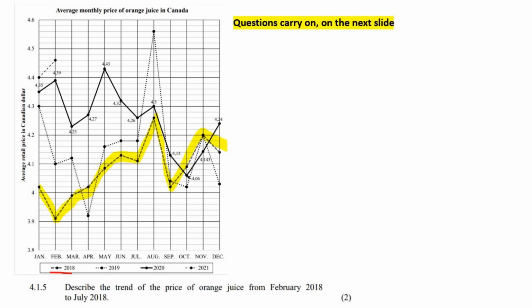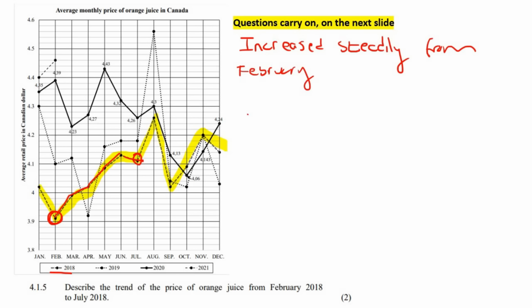And so the trend from February, so February starts over here, up to July. Where are you, July? There you are. It's quite solid. Can you see the trend? It's increasing, right? It's going up. It's getting more expensive. But we've got to be careful though. So it did increase there, there, there, there, then it decreased. So we can say that it increased steadily from February to June. It then decreased to July.